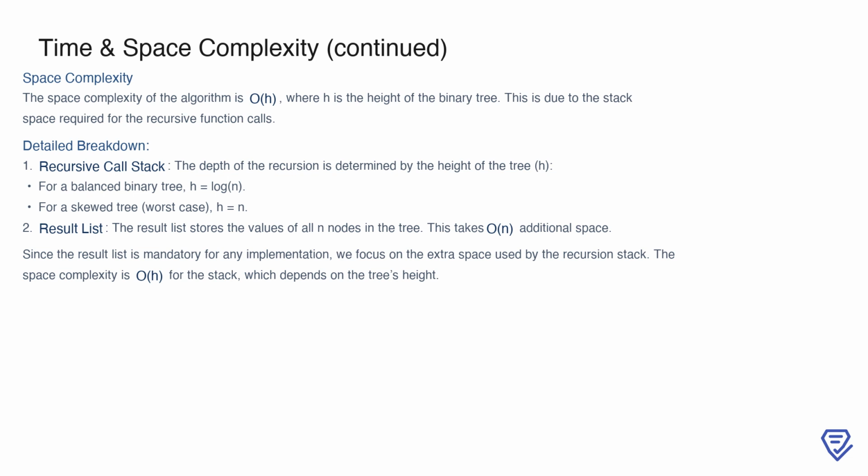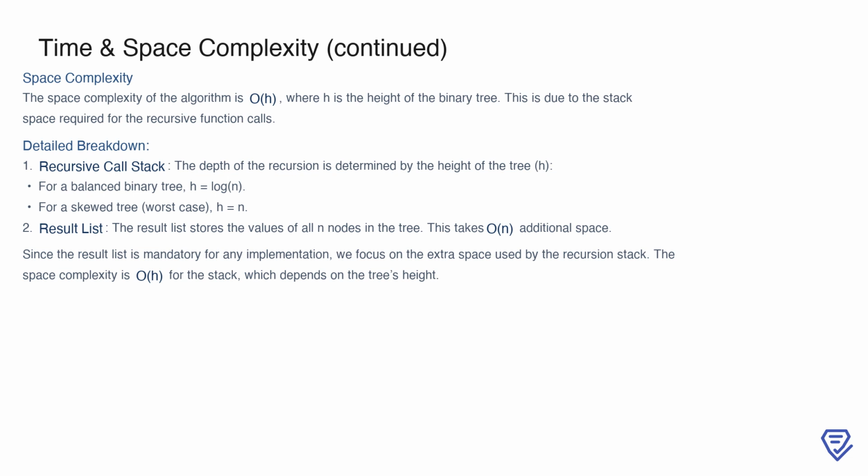Now, let's analyze the space complexity of the algorithm, which is O(h), where h represents the height of the binary tree. This comes from the stack space required for the recursive function calls. The depth of recursion depends on the height of the tree. For a balanced binary tree, the height is approximately log n, resulting in a space complexity of O(log n). On the other hand, in the worst case of a completely skewed tree, where all nodes are either to the left or to the right, the height of the tree becomes n, and the space complexity increases to O(n).